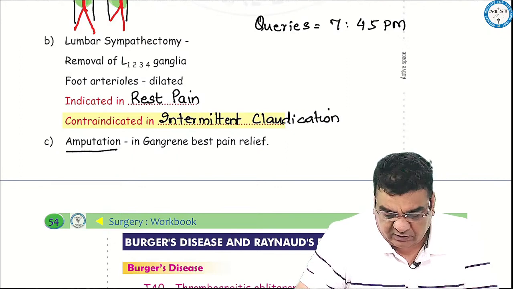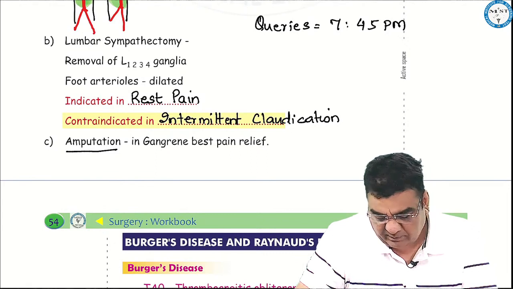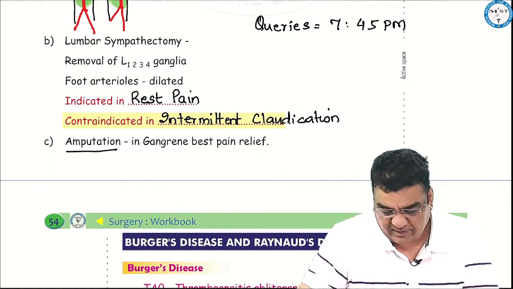Foot arterioles, we cannot do angioplasty at all, beta. They're very small. So lumbar sympathectomy, yes, you are right. Substance P, beta. P for Papa. Substance P is the substance which is responsible for pain, beta.